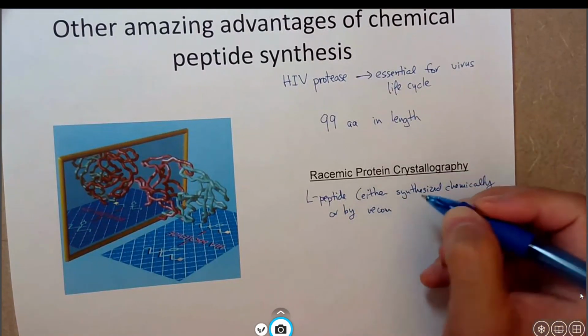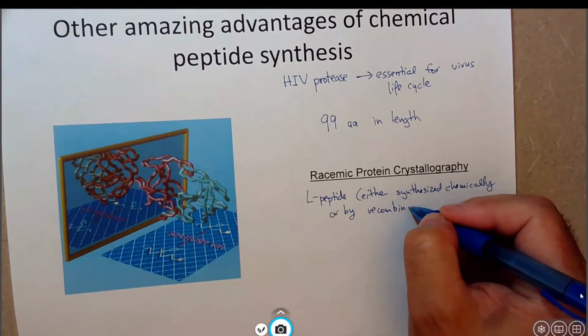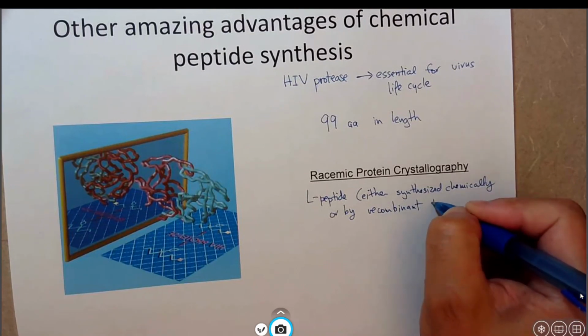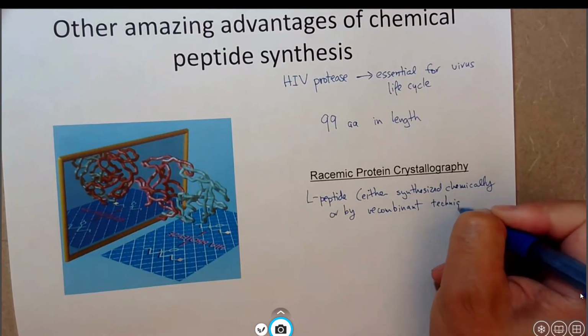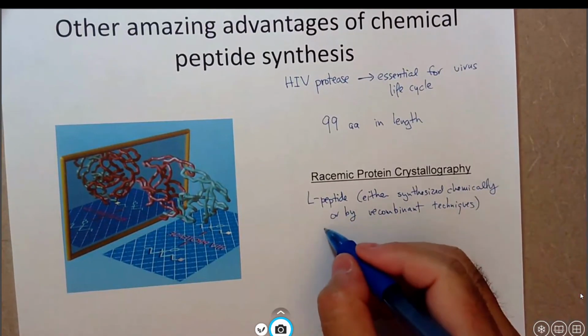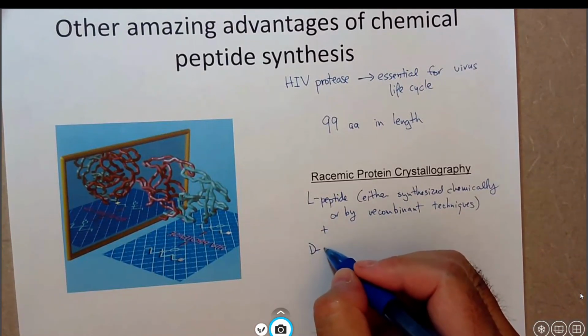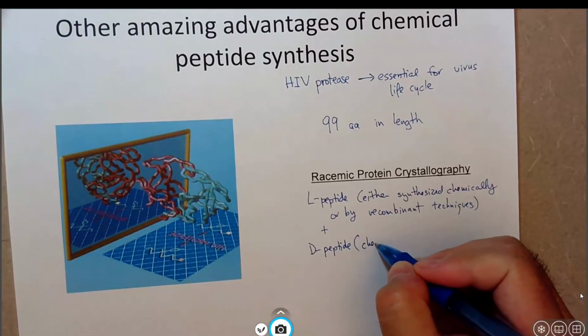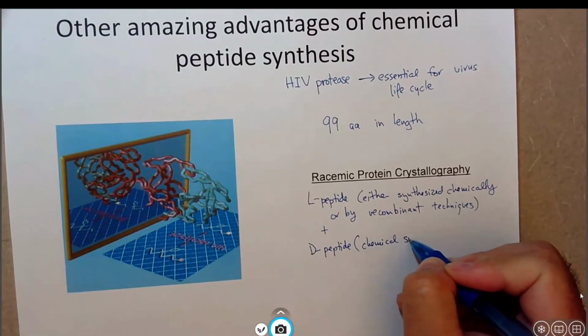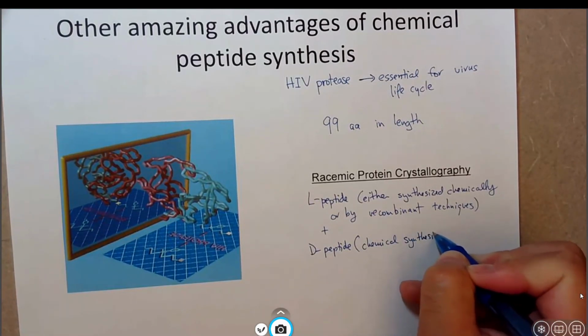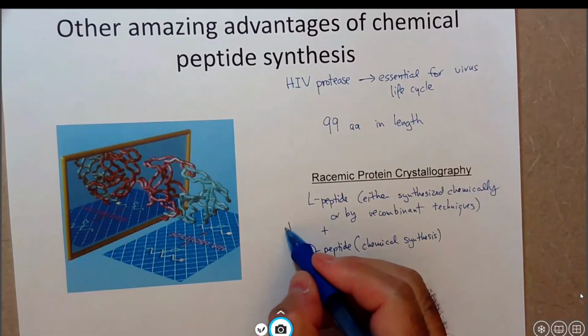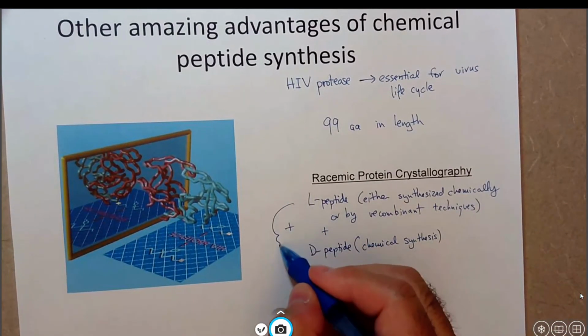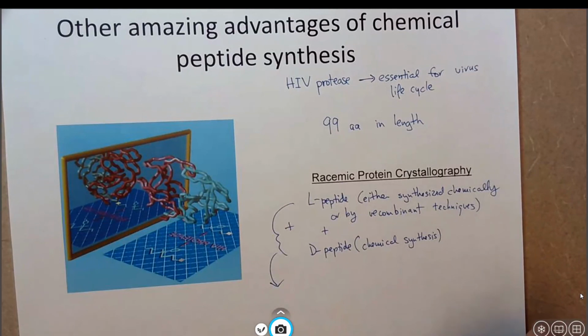To generate the D peptide, because those are all unnatural amino acids, you could only do that using solid phase peptide synthesis. Researchers took these two together and they were able to incubate them together and finally observe a high resolution structure.